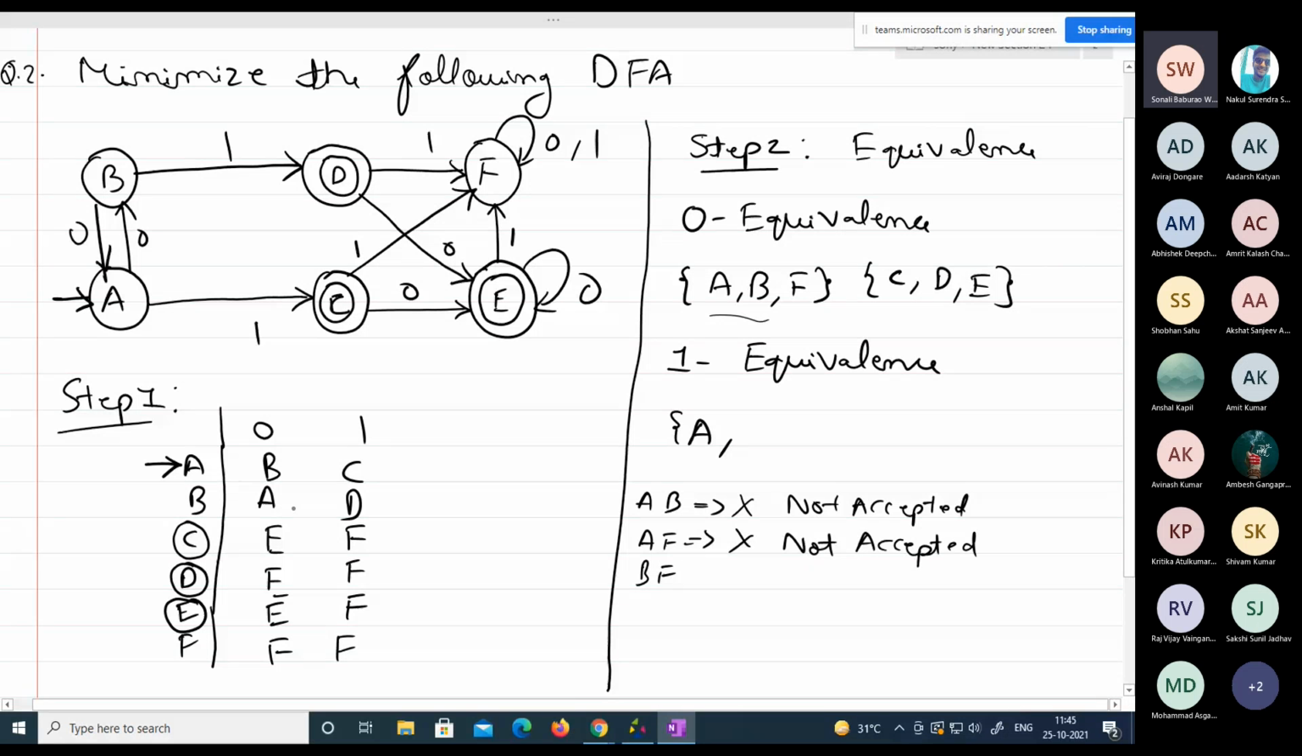Now check for BF. Okay, B and F. Is this accepted, guys? No, ma'am. Check the values of B. B on 0 is giving A. B on 1 is giving D. Similarly, F on 0 is giving F. F on 1 is giving F. Not accepted. Write it down. Not accepted here. Okay, now what?